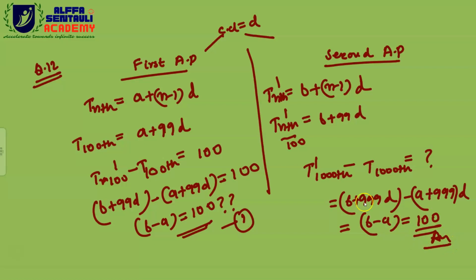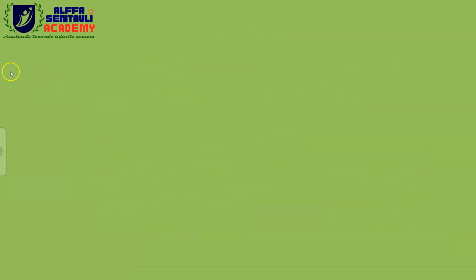So if there are two APs with the same common difference, no matter what, the difference of the same terms will always be a constant. This is an important property they have given in the question form. Okay, got it? Yes. So let us solve question number 13.